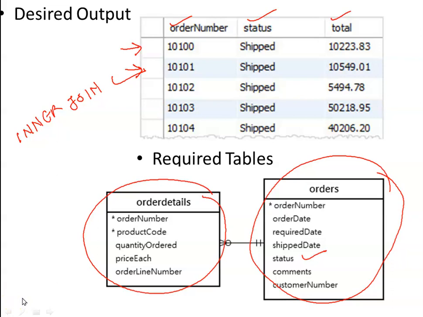Now, looking at the concept of primary key and foreign key, we look at the orders table over here. In the orders table, the order number is acting as a primary key, whereas in the order details table we have order number and product code together acting as a primary key, but the order number itself on its own is acting as a foreign key in this particular table. So we have to make use of this concept and try to join to get the required details.